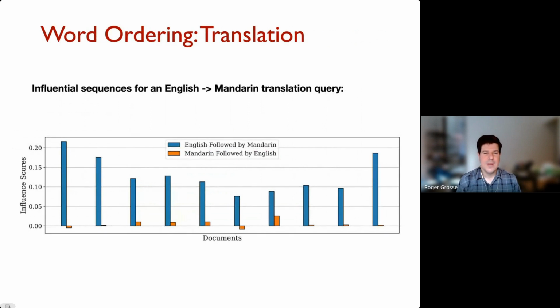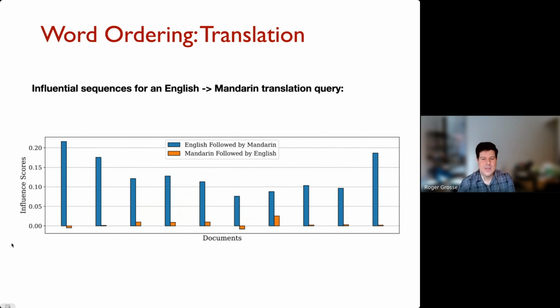And this behavior also seems to be true for something as sophisticated as translation. So we had an example of translating English into Mandarin. And when we find the top influential sequences, they all consisted of English followed by Mandarin. Right? All of the top 10 were in that order. And if you take those same examples and swap the ordering, the influence goes essentially to 0.